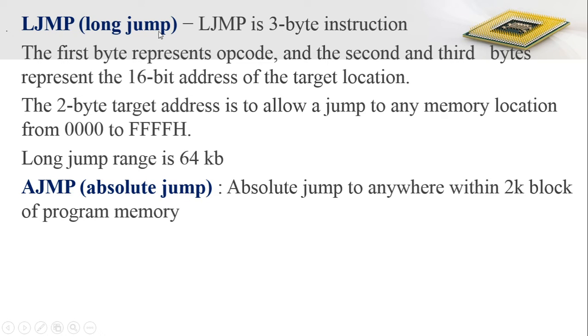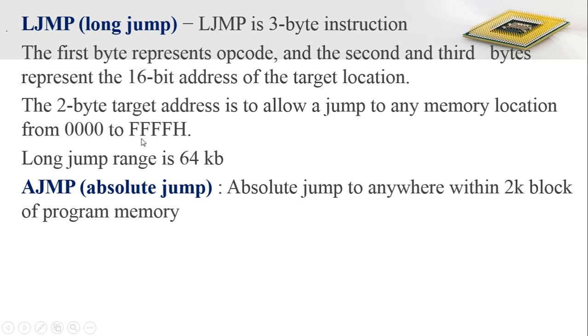The long jump instruction, the keyword for which is LJMP, is a 3-byte instruction. The first byte represents the opcode and the second and third bytes represent the 16-bit address of the target location. The 2-byte target address allows a jump to any memory location from 0000 to FFFFH. That means long jump ranges over a 64 KB memory space.